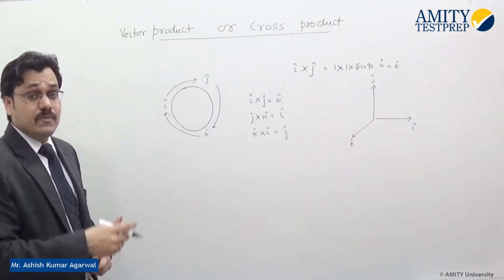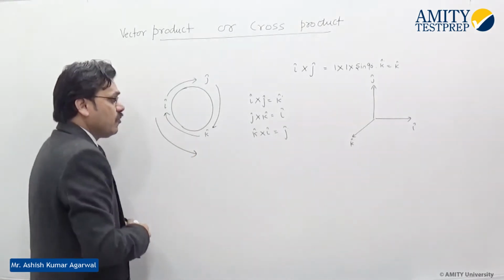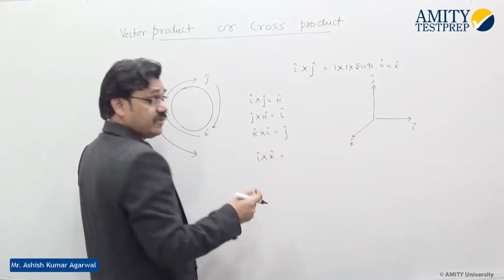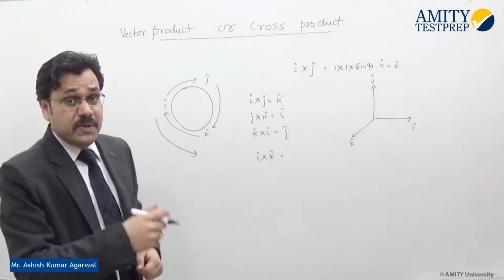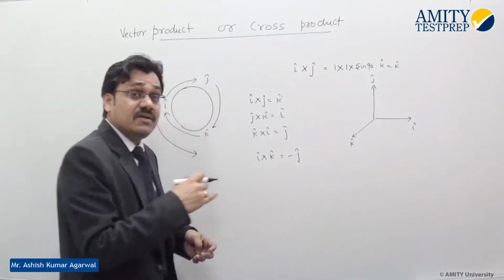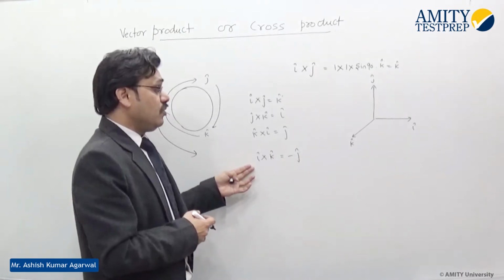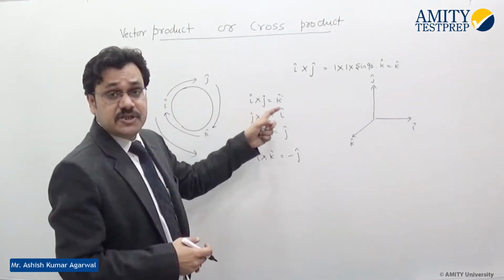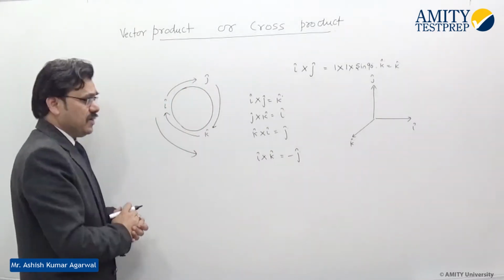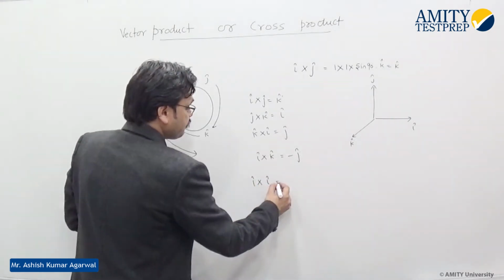But what will happen if you move anti-clockwise? Suppose you are moving from i cross k. Definitely, if the direction of rotation is reversed, the movement of the nail will be reversed. So you get minus j cap. The resultant magnitude would be negative here. So now you understand i cross j equals k, and in a similar pattern you can find any cross product from this. Now what will happen if you multiply i cross i?